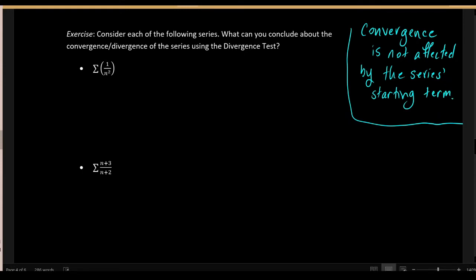The starting position in the series affects the value of the series, but it does not affect whether or not the series has a value. So in questions like this, where I'm just asking about convergence/divergence, you'll probably see me omit, for simplicity's sake, the starting value, because it really doesn't matter.